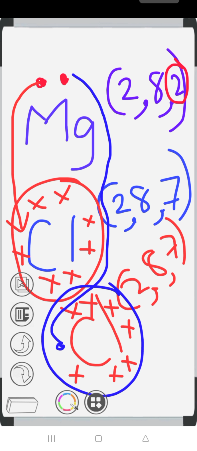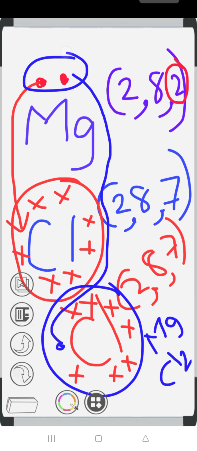This way, I don't know how much you have understood, but let's see. What will be the formula, children? The formula will be MgCl2. Why 2? Because magnesium was having 2 electrons. Sodium was having only 1 electron in the shell. So it was very easy to give that 1 electron to chlorine and form a compound. But now magnesium has 2 electrons.